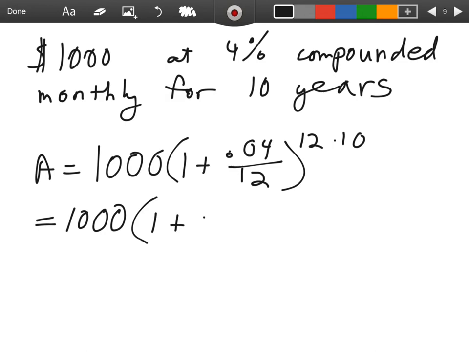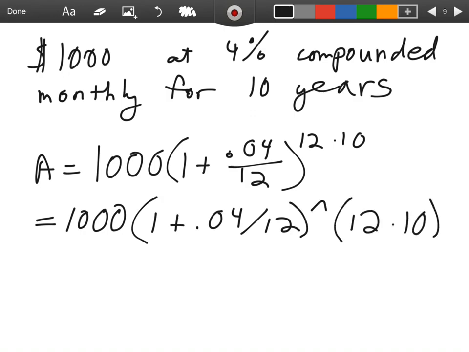I'm going to write it out how you would put it into the calculator for it to work correctly. You got to put parentheses around those exponents. If you do it like that, you get $1,490.83.